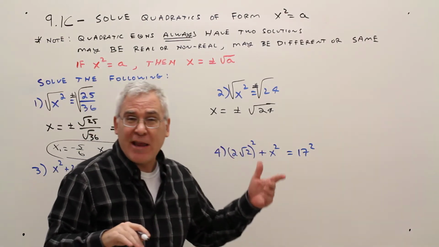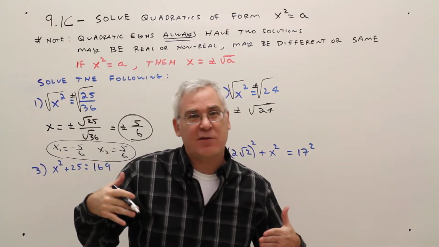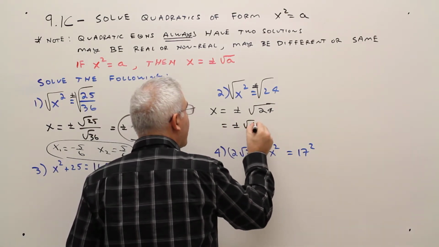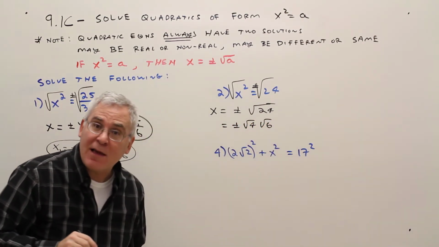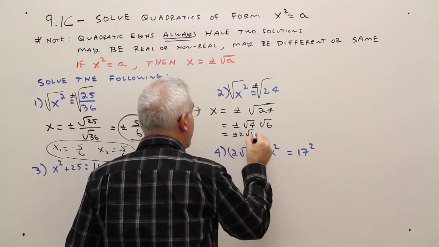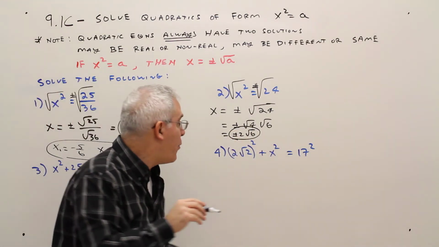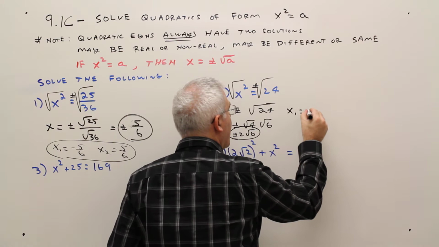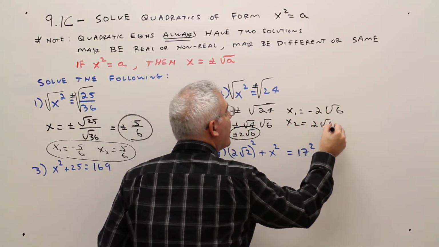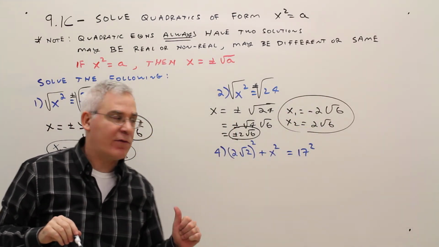So again, I could do that factoring, but I know 24 is 4 times 6, and 4 is a perfect square. So I'll say equals plus or minus the square root of 4 times the square root of 6 equals plus or minus 2 radical 6. Again, x sub 1 equals negative 2 radical 6. X sub 2 equals positive 2 radical 6. Just 2 different ways to express your answer.